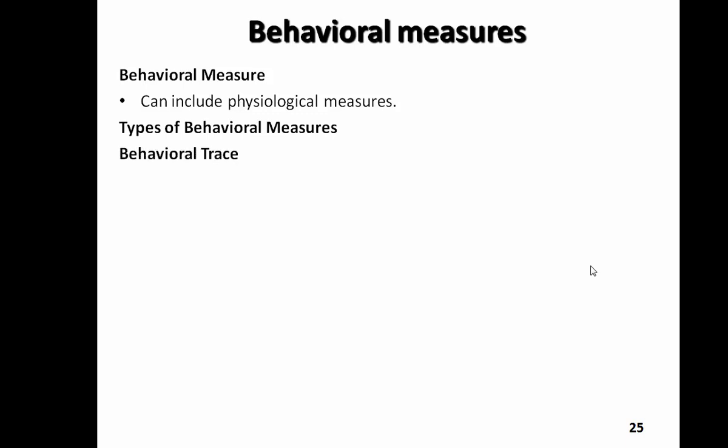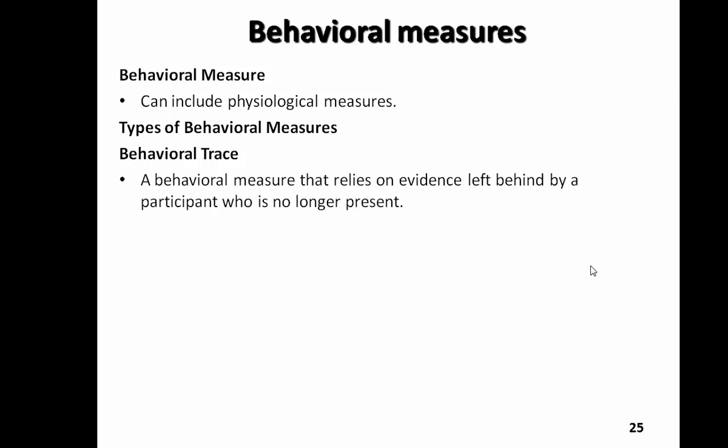In this lecture, we will review various issues related to obtaining behavioral measures, which can include physiological measures that address various elements of human behavior. The first type of behavioral measure is referred to as behavioral trace. In this case, a behavioral measure is obtained that relies on evidence left behind by a participant who is no longer present. One example here is evaluating the workplace setting.